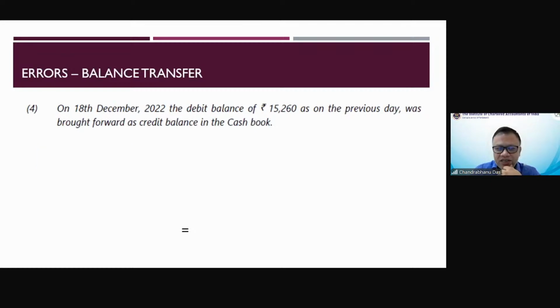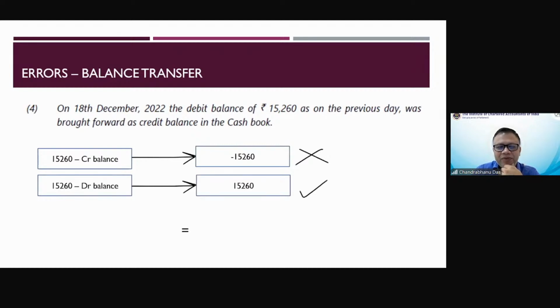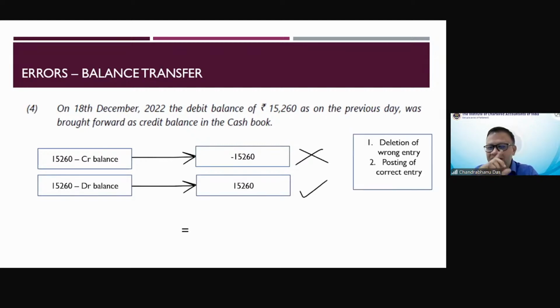Now we'll go to this fourth point, that a debit balance was brought forward as a credit balance in the cash book. So what happens? A credit balance is a minus, but actually it should be a debit balance, a plus. So what you should do is first delete the wrong entry, and second, post the correct entry. So first you have to do a rectification, and then only you can get a correct entry.